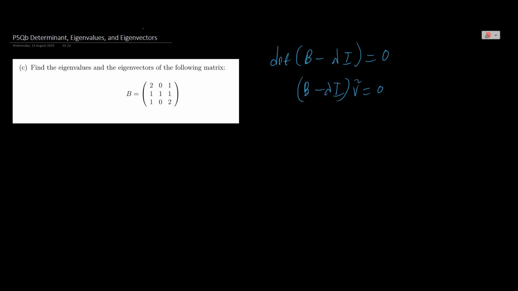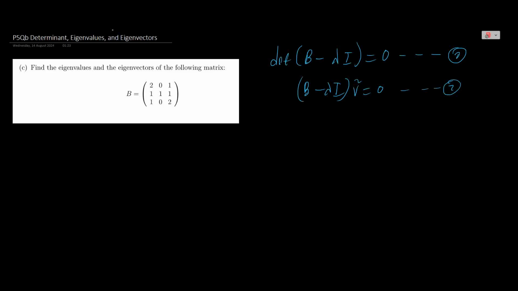So for each eigenvalue, we are going to have a corresponding eigenvector. So these are the two formulas that you need to know, and what we need to do is simply apply these two formulas. The first thing we need to do is get the eigenvalues, and we're going to use the first formula to get the eigenvalues.